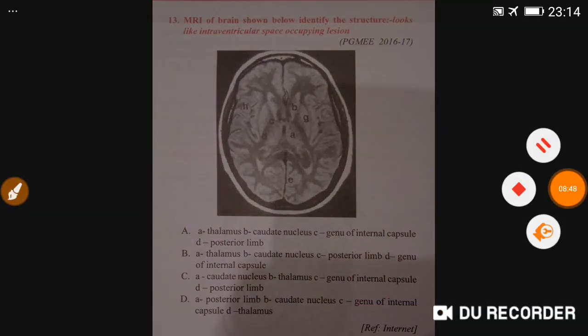Let's discuss MRI of brain shown below. Identify the structure. Looks like intraventricular space occupying lesion. So answer is A. Thalamus, B. Caudate nucleus, C. Genu of internal capsule, and D is posterior limb. Hope till here it's clear for you very well, and I hope this is time saving.